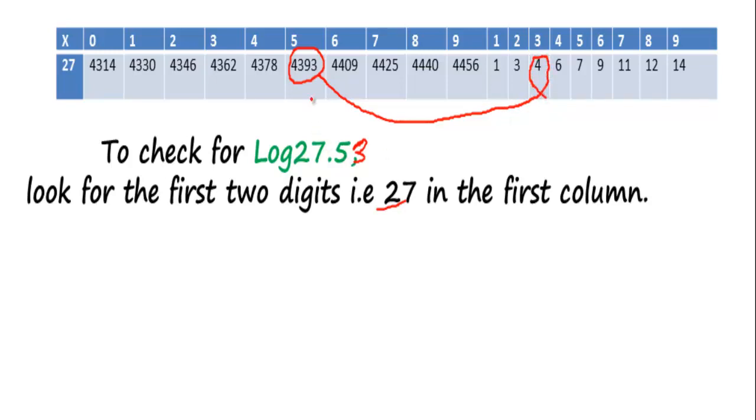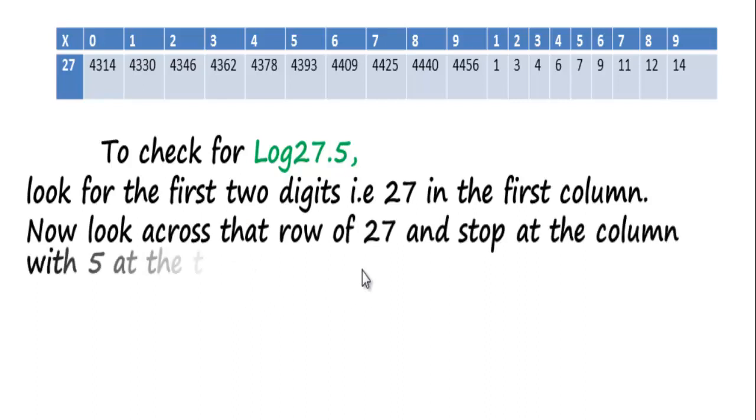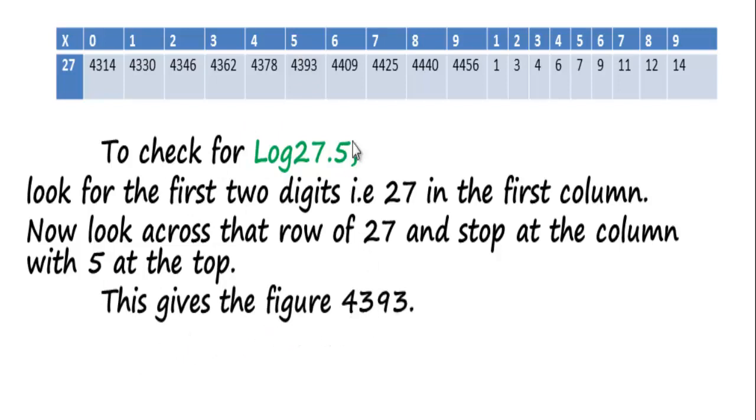You now add 4 to 3, 9, 3. Are you getting it? Plus 4. But there is no other number here, so we just stop at under 5. I think you are getting this. Now look across the row of 27 and stop at the column with 5, which is here at the top. Now this gives the figure to be 4393.